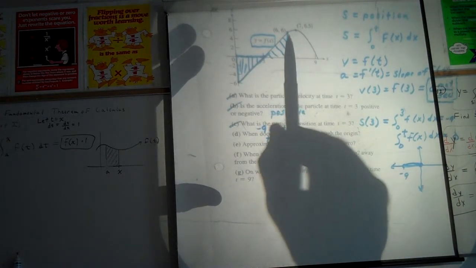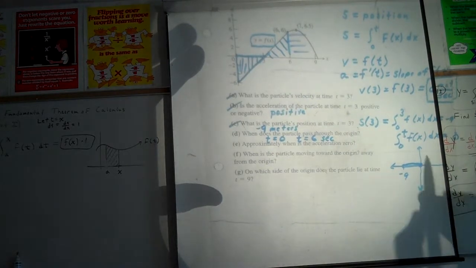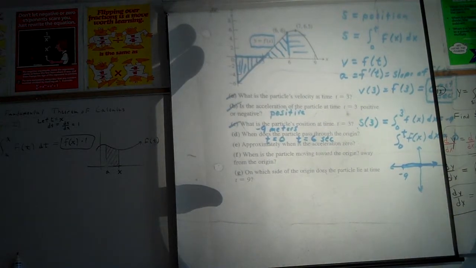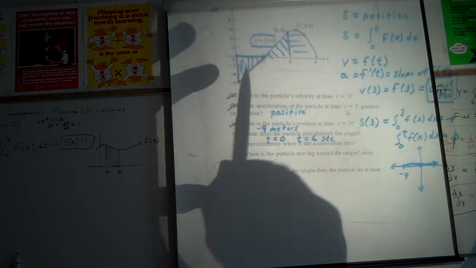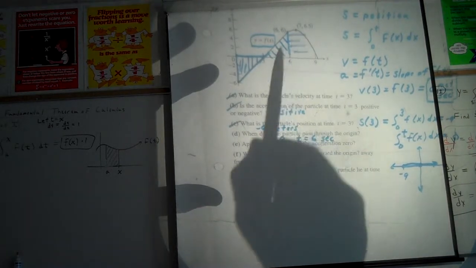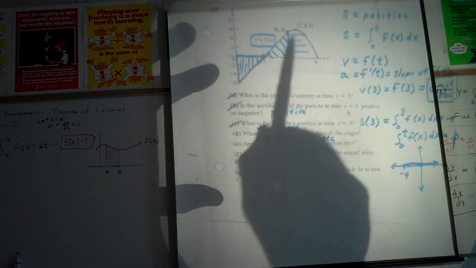And then the fact that the remaining part of the graph has positive area means the particle's just going to keep moving to the right. It's going to keep going this way then. Okay, so it won't hit the origin again. It's going to move left 9 meters during this negative integral, and it's going to move to the right this whole time here, because the area is above the x-axis.